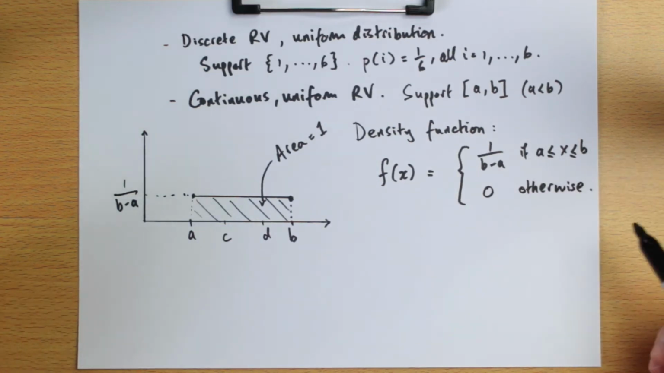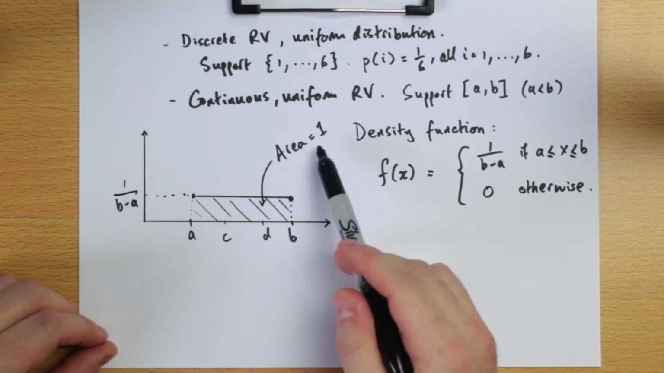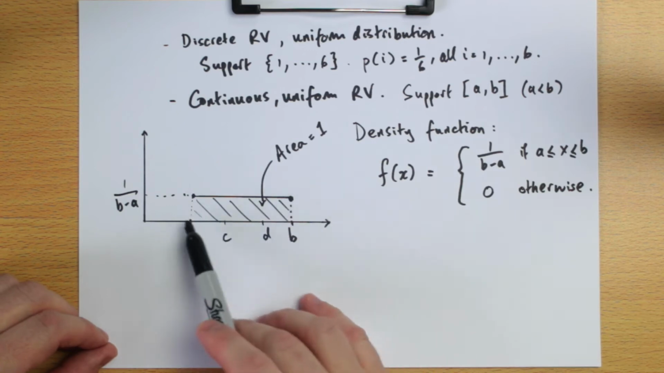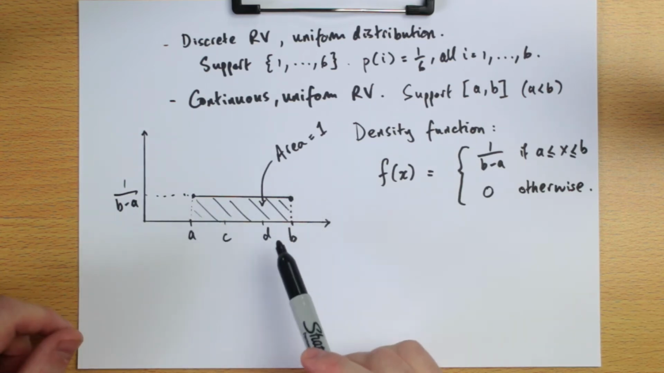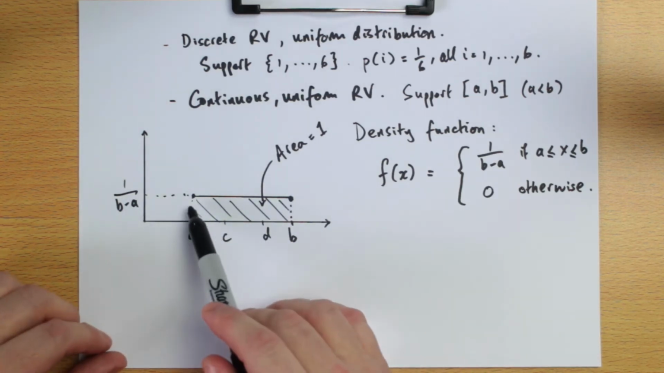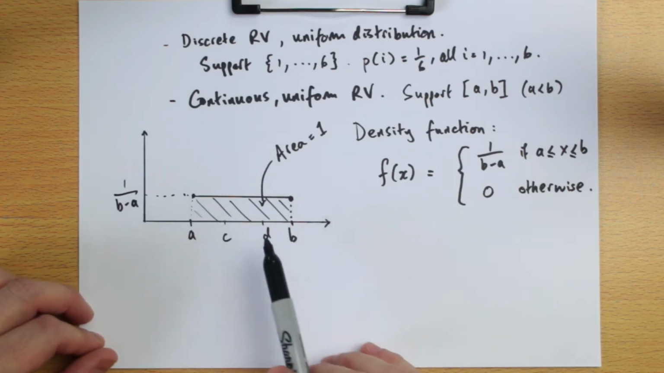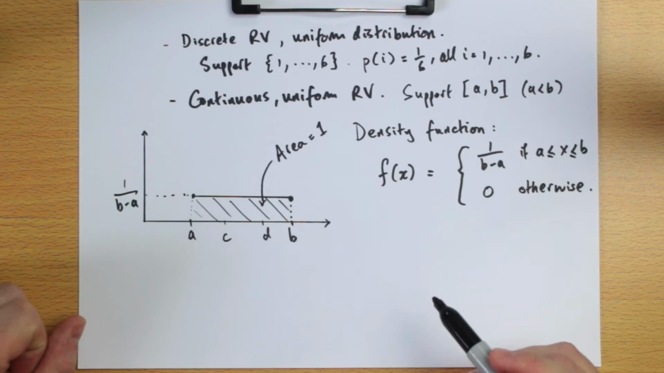So what does this mean? Well, the fact that the area is 1 here, in some sense you can see that the total area underneath this density function is 1, which is saying that the probability that our random variable takes a value in this interval is equal to 1.